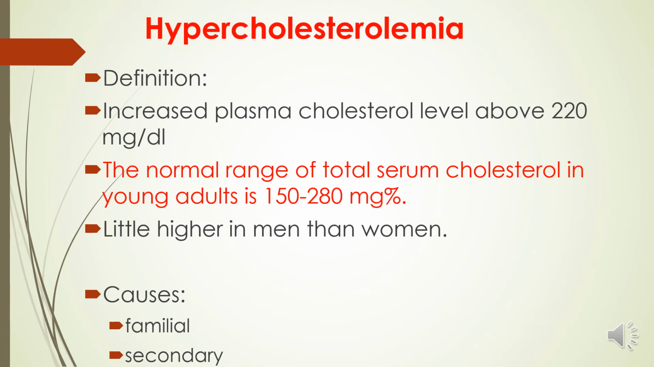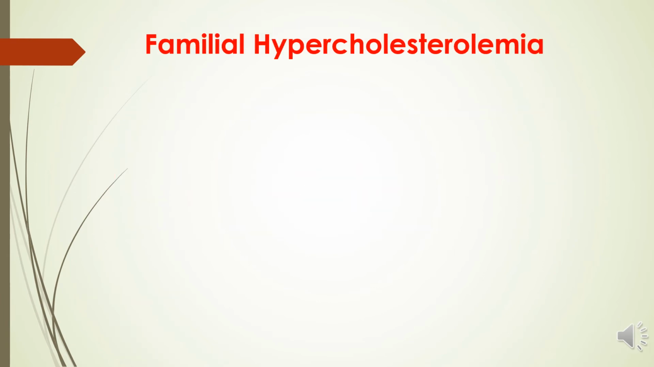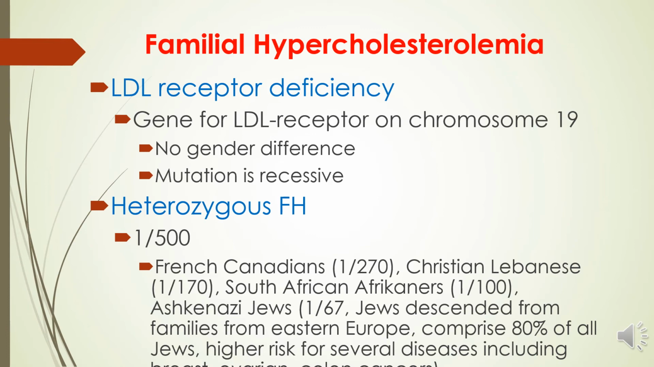This disorder may be familial or secondary to a primary disorder. The familial type may be due to a deficiency of the low-density lipoprotein receptor, and this is a genetic defect of the low-density lipoprotein receptor gene. And as we know, the low-density lipoprotein receptor is responsible for internalization and uptake of the low-density lipoprotein with its cargo of the high cholesterol content.